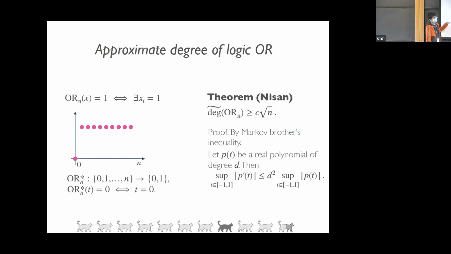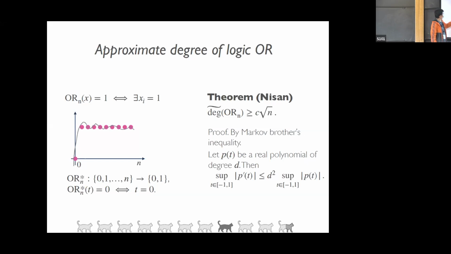The OR function is a highly symmetric function. We can just look at its symmetrized version, the univariate OR function. This function has domain 0, 1, to n, and it outputs 0 only if the input is 0. Basically, the input equaling 0 means that in the input string there's no 1. Otherwise, there's 1 in your input, or 2, or 3, but they always output 1.